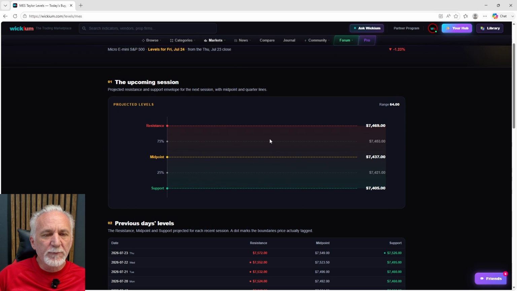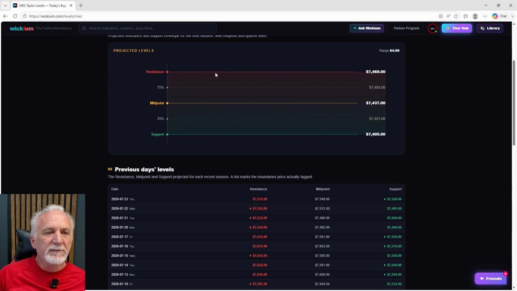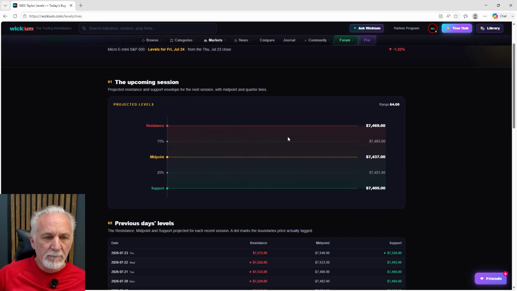But I'm going to show you how these work because they are levels. They are pretty good. And the range is pretty accurate. But there is a method to how to use them. So we're going to look at a chart real quick.